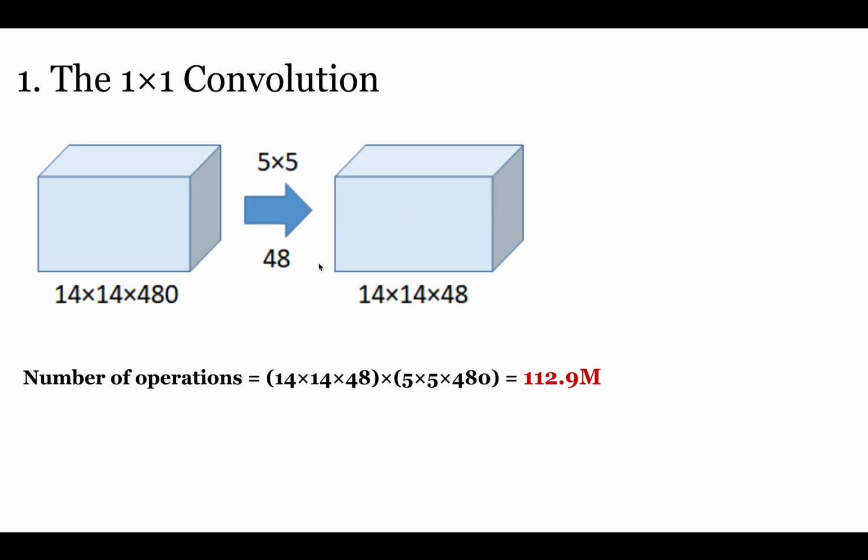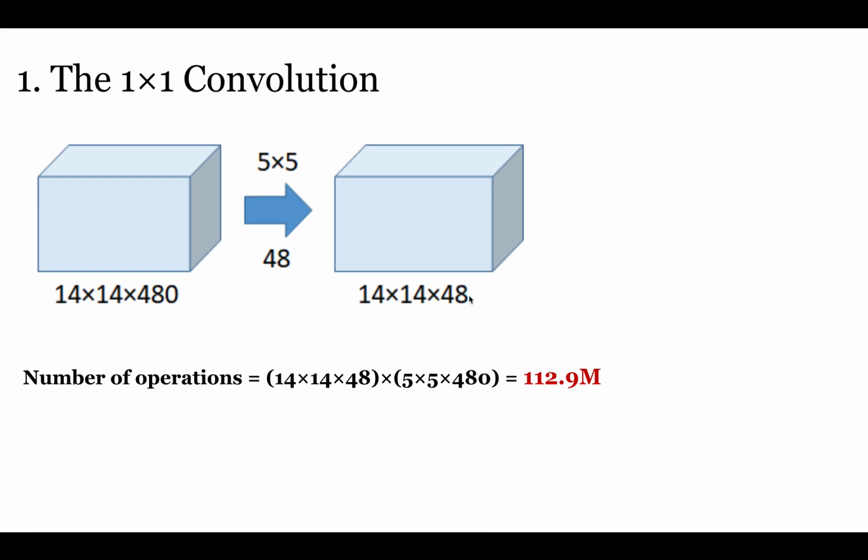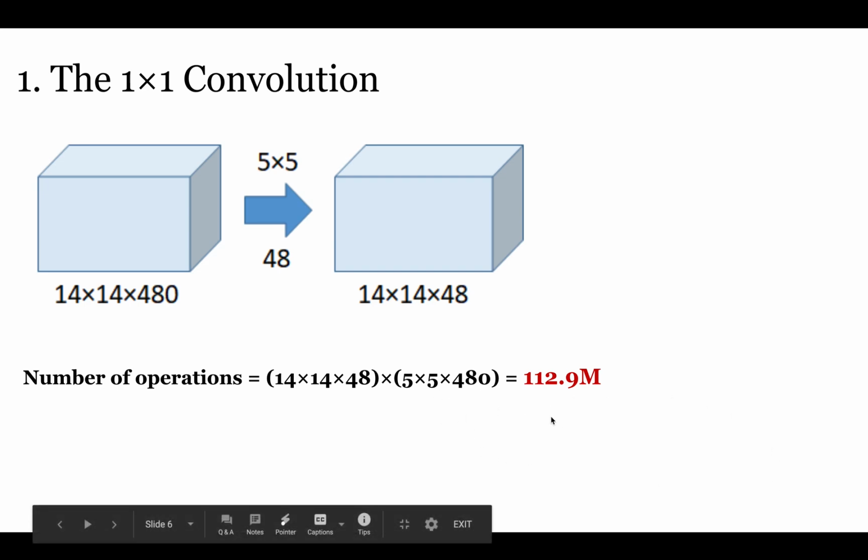So what will be the number of operations here? For 48 output channels, each 14 by 14, with 5 by 5 filters and 480 input channels, we compute 14 × 14 × 48 × 5 × 5 × 480, and we get 112.9 million operations. Just remember this number, 112.9 million.